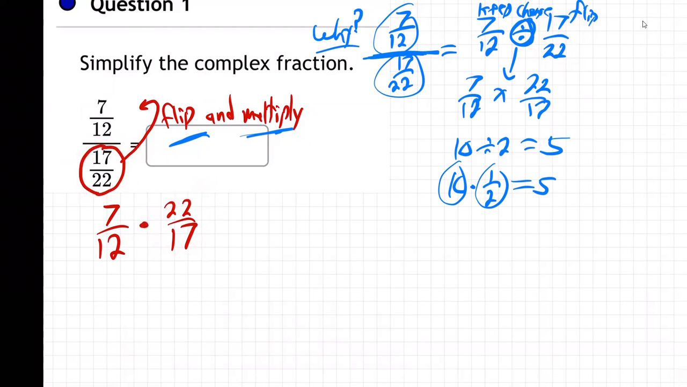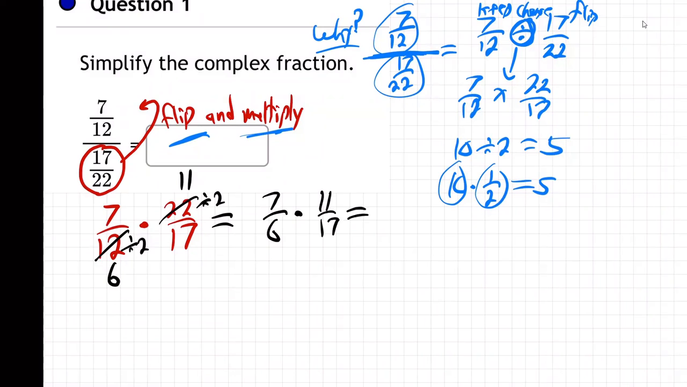All right, now let's finish up the problem from here. What does this equal? Well, these two can both divide by 2, can't they? That'd be 11, that'd be 6. So then we have 7 over 6 times 11 over 17, right? And then just multiply. 7 times 11 is 77, 6 times 17, use a calculator if you need to, I think it's 102. Yeah, 102. And that's it.